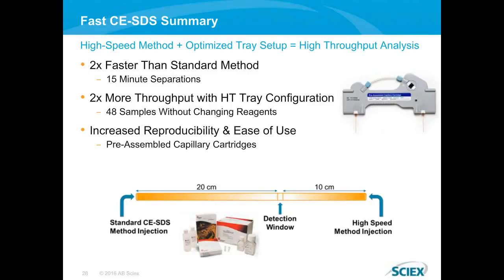So we've talked about a lot. I just want to summarize really quick this CE-SDS section. We've got a faster method, so a high-speed method, which lets you run your samples 2x faster. So we're looking at a 15-minute separation time now. We've also optimized the tray setup, so you can do twice as many samples without having to change reagents, up to 48. And those two things combined give you a true high throughput analysis, right? So we're increasing speed, we're increasing throughput.